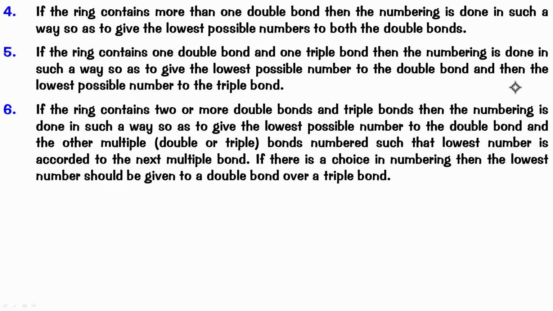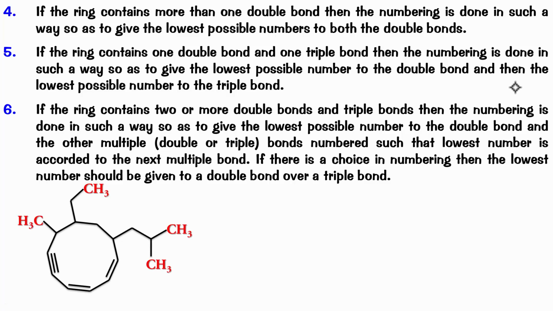So let's take two particular examples in this. They're going to look very complicated, but don't worry. Follow the rules, you'll be able to name it correctly. Pause the video, number it first, name it, then check. Now, whom do I give 1? Obviously, one of the double bonds has to get 1. So let's try all possibilities.